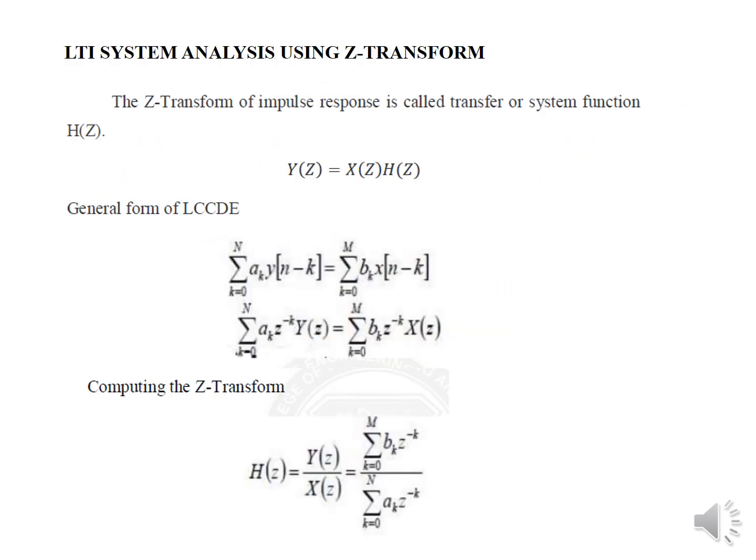And the LTI system analysis using the z transform. Here the transfer function is given as Y of z equal to X of z into H of z. Therefore the general form of the transfer function is given like this. Now we are applying the inverse z transform in this equation. Therefore here y of n minus k can be written as z power minus k into Y of z. After writing this, we compute the z transform as H of z equal to summation of bk into z power minus k divided by summation of ak into z power minus k.